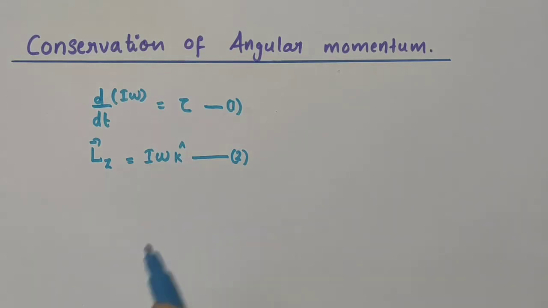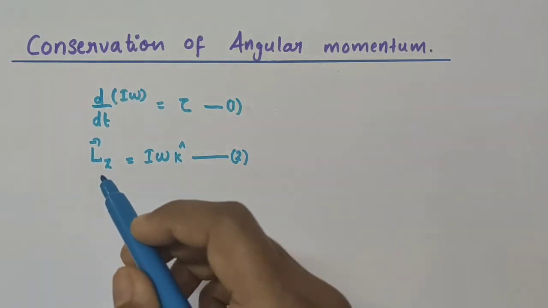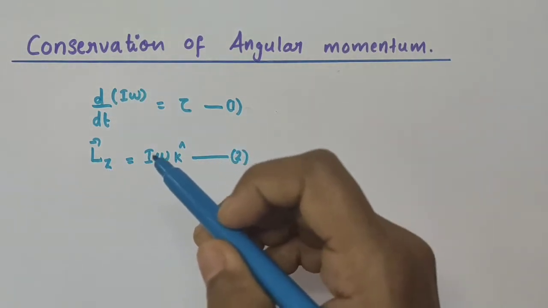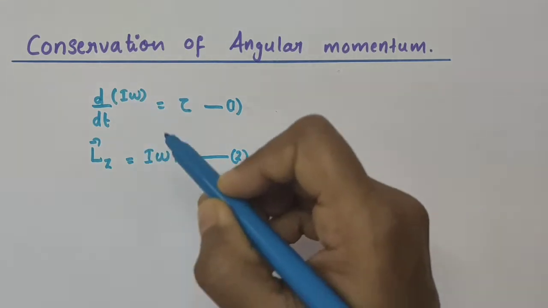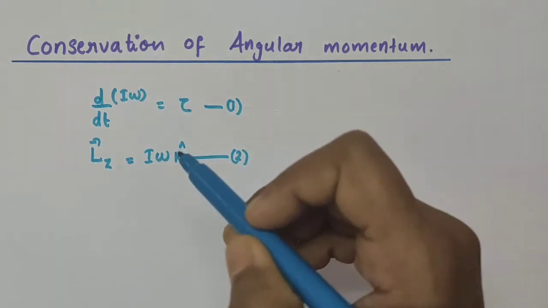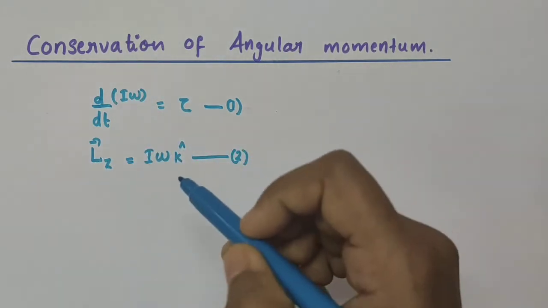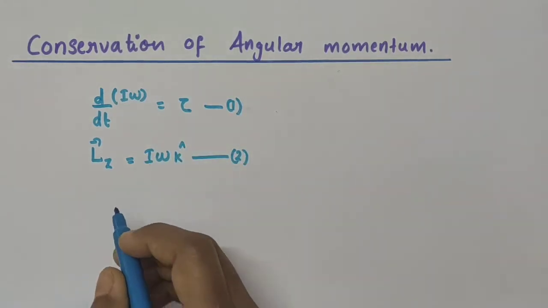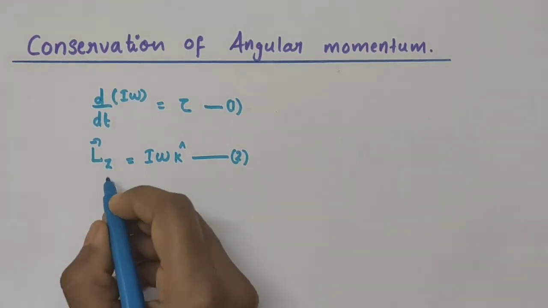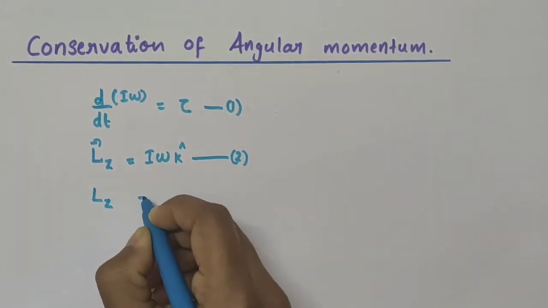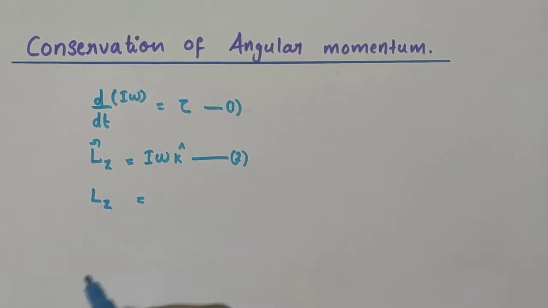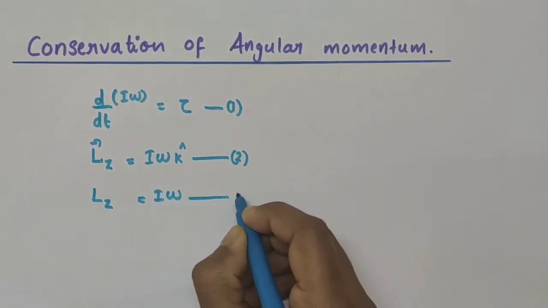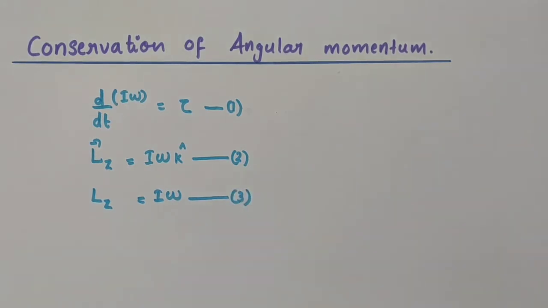Okay, now you see from this equation, vector Lz, that is the angular momentum along the z axis, is equal to I omega into k cap. That I omega is the magnitude of this angular momentum, and k cap gives us the direction along the z axis. So from this equation number 2, the magnitude of the angular momentum along the z axis, that is simply Lz, we don't want to put a vector sign here because we are taking the magnitude. This can be written as what? I omega, and I am taking this as equation number 3.